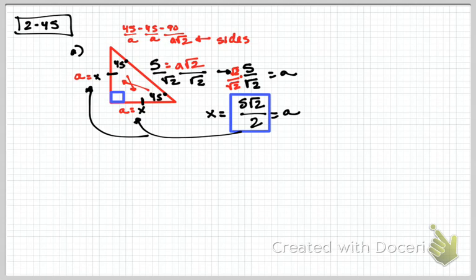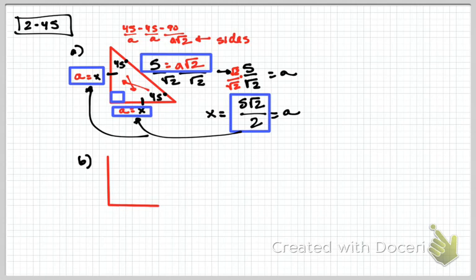Alright, so the idea here is set up your ratios or your 3 equations, 1, 2, and 3, then figure out which one to solve for, and then solve for A. Let's look at B now. In B, you don't have a 45 anymore. Now it looks like you have a 30, 60, 90, which is your other special right triangle. So we got 30, X, Y, and 8.